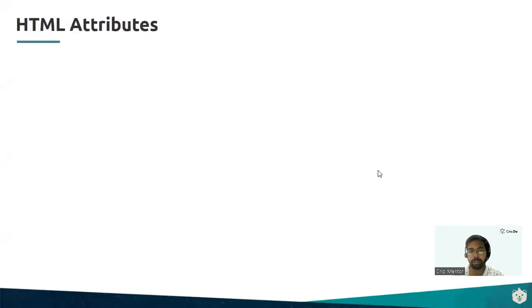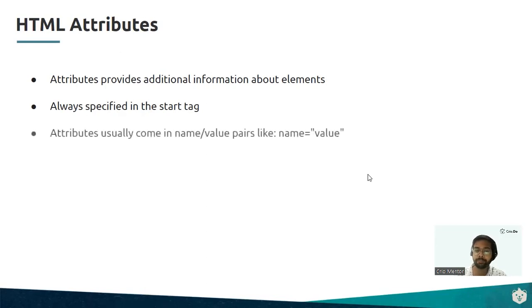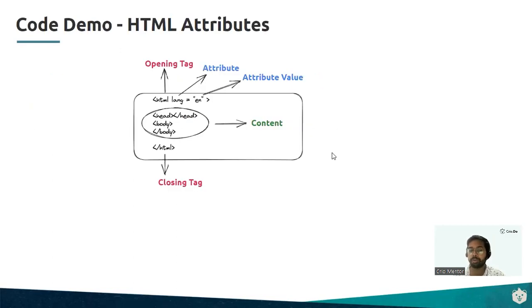So for that we have HTML attributes. Now attributes are going to provide us some additional information about the elements. So let us say instead of directly numbering it as a 1, 2 or 3, I want to number it in alphabetical system. I want to order it in alphabetical system. So it will always be specified in the starting tag itself, and attributes are usually going to come in a name value pair. Like let us say I want to give name equals to value kind of an attribute to a tag. So how exactly we are going to make use of it?